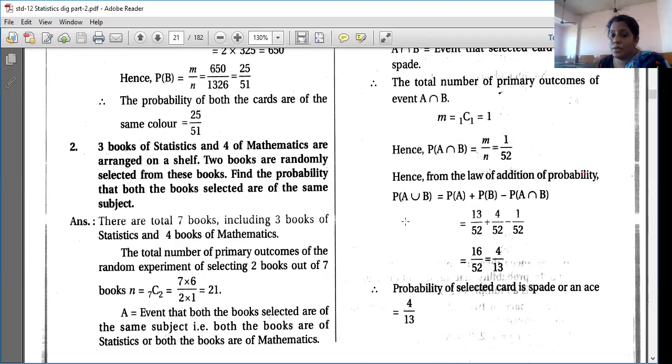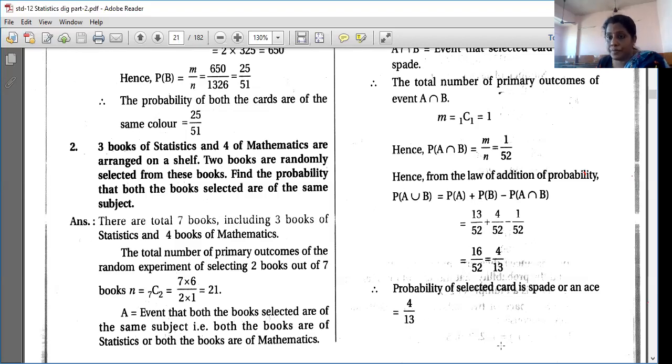Now P of A union B. You have to find the intersection also. The first condition was spade or ace, so P of A union B is P of A plus P of B minus P of A intersection B. So your answer comes to 13 upon 52 plus 4 upon 52 minus 1 upon 52, that comes to 16 by 52, that reduces to 4 by 13. Now the probability that the selected card is a spade or an ace is 4 by 13.